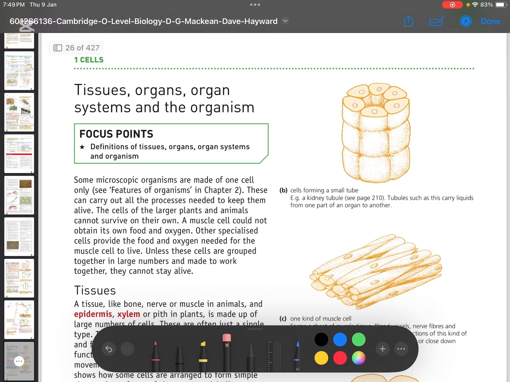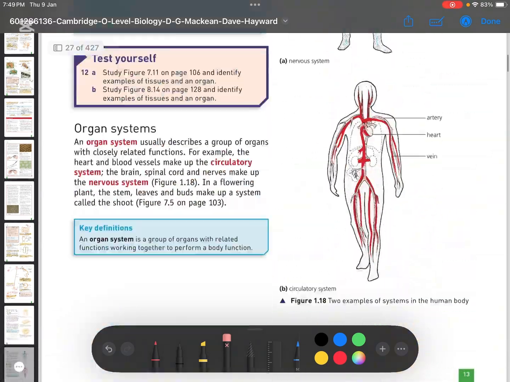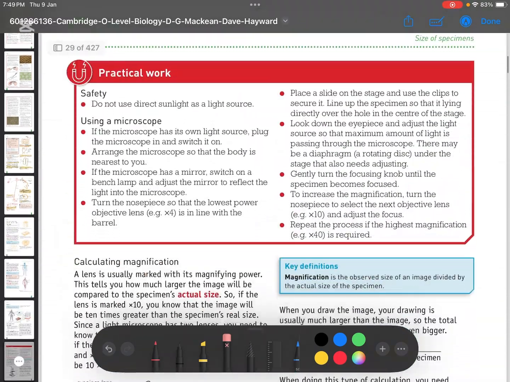Okay, so the next chapter will be tissues, organs, and organisms. I'll be discussing this in the next video.